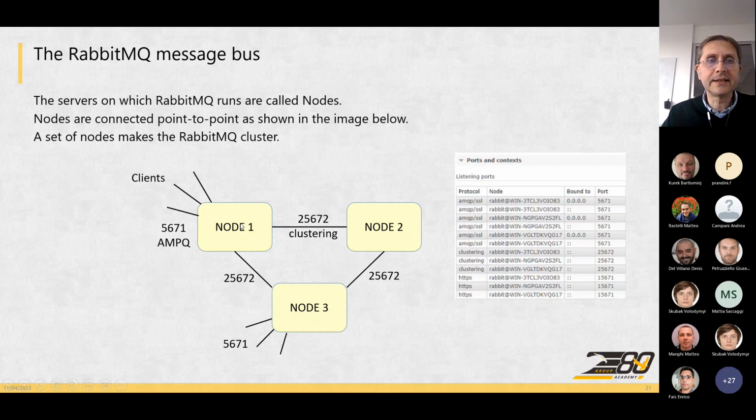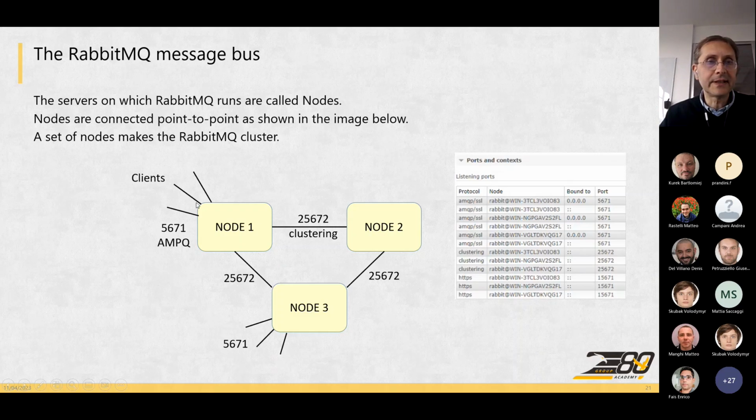Inside the cluster, each node is connected in a point-to-point architecture with the other two, and they talk on port 25672. Okay. And there is a specific protocol that is defined by Rabbit, a proprietary protocol from Rabbit to establish this communication. Okay, these ports are the ones listed here as clustering. These three ports are actually these three connections.